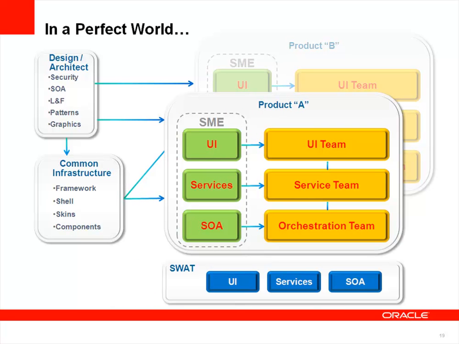In a perfect world with unlimited resources, each product line has their own subject matter expert that works on the particularly difficult issues for each product's orchestration, service, or UI specialist team. A SWAT team containing UI, services, and/or SOA experts can oversee issues from across product lines. Additionally, separate teams develop infrastructure code, such as utilities, skins, or UI components. Designers develop patterns and graphics. The output of these teams might be a set of coding standards, a template, or a jar file containing framework extension code.